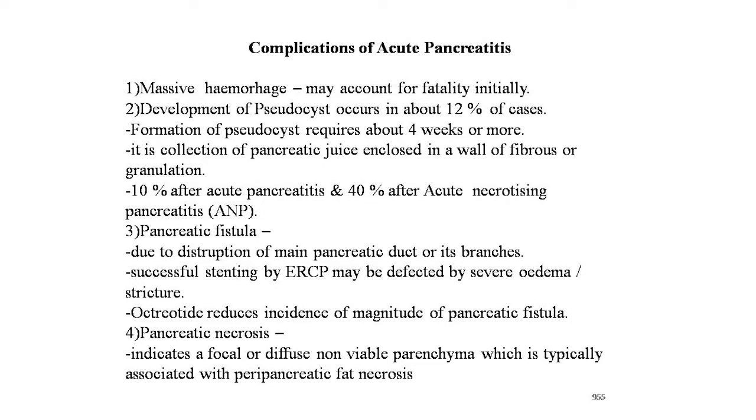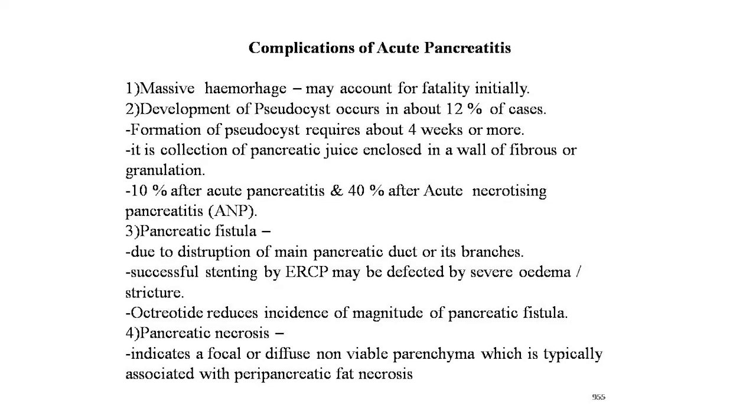Pancreatic fistula is due to disruption of the main pancreatic duct and its branches. Successful stenting by ERCP may be prevented by severe edema and stricture. Octreotide reduces the incidence and magnitude of pancreatic fistula. The next complication of acute pancreatitis is pancreatic necrosis, which indicates a focal or diffuse non-viable parenchyma, typically associated with peripancreatic fat necrosis.